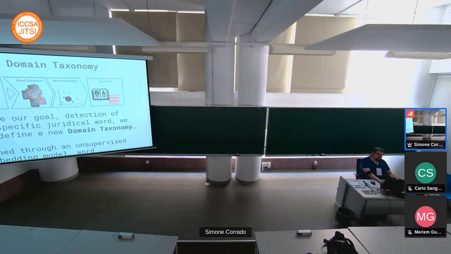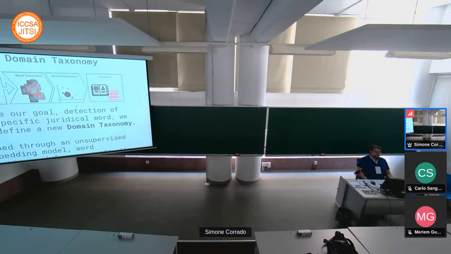So in these works, we use a new, kind of different approach. I named this approach a hybrid approach, because we use NLP in the traditional way, but then we specialize things differently. To achieve this goal, we need a kind of domain taxonomy.